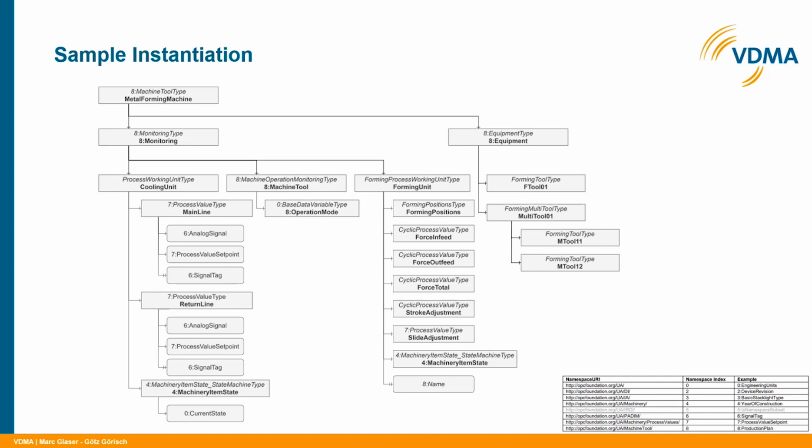Right here, for example, we have a cooling unit on the left side, which has different types of process value types, like the main line and return line, and also gives feedback on what the current state is with the machinery item state. We also make additions with the forming process working unit type, which is closely related to our forming unit. It inherits the forming positions and different cyclic process value types, like the force on different positions, maybe the infeed, the outfeed, and the total press force, as well as, for example, the stroke or slide adjustments. And last but not least, with the equipment, we implement a forming tool type, which is an extension of the base tool type, especially in the location, and also the same for the multi-tool type, which is nothing more than an extension right here with the forming multi-tool type.